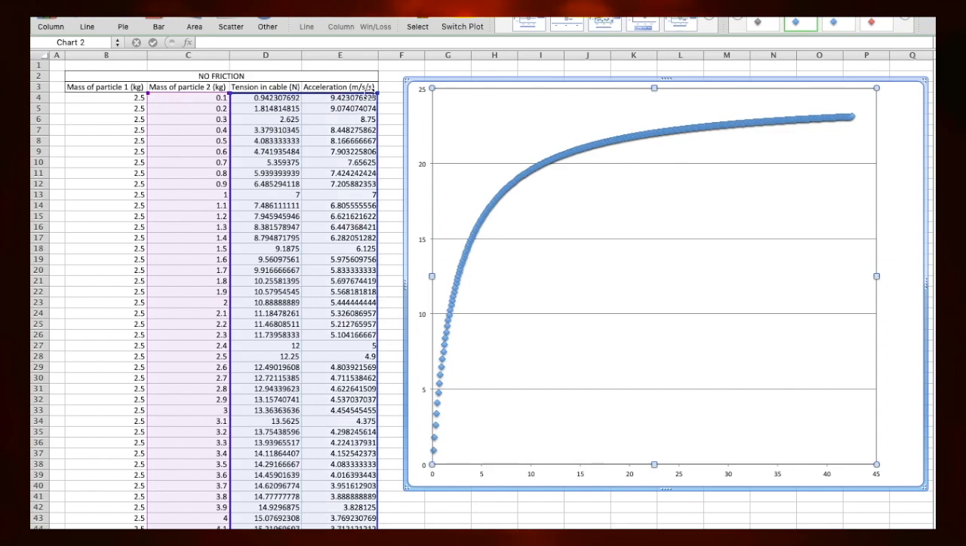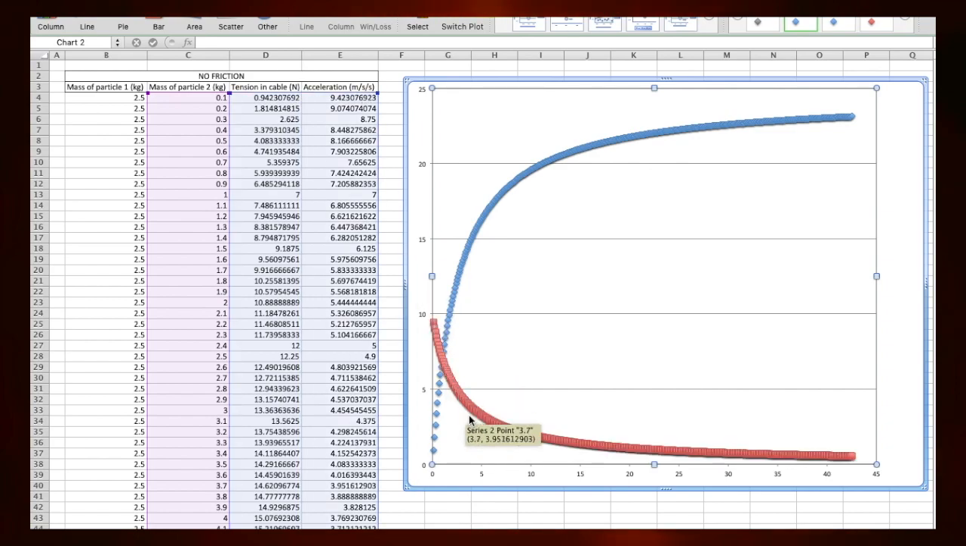And if I plot both the tension and the acceleration, what we find is the acceleration decreases and the tension increases up to a maximum line. Now this maximum line here, you may be able to work out what it is. This line must be 24.5 newtons, because that is 2.5 kilograms times gravity. So this upper level here must be 24.5. Okay? So the maximum tension will be the weight of the first particle.